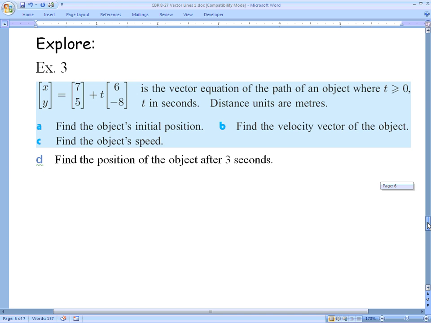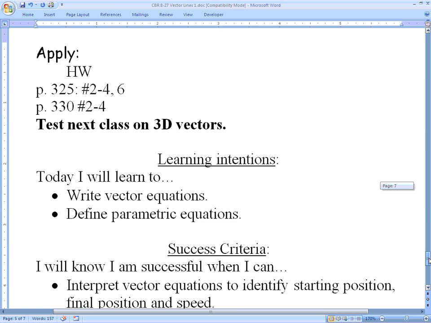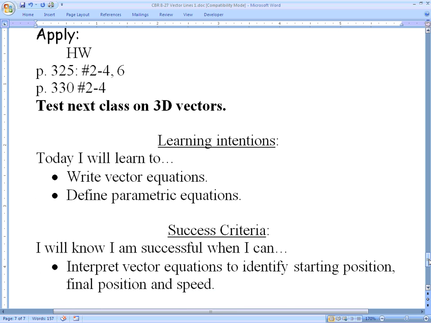I think we'll save this example for later, and we'll go straight to the assignment here. We have a test next class on 3D vectors. From the book, though, I'd like you to look on this new material for page 325, numbers 2 through 4, and number 6. And then on page 330, which actually does some of those examples like our second example, where you're doing equations with a purpose, direction, and things like that, numbers 2 through 4.